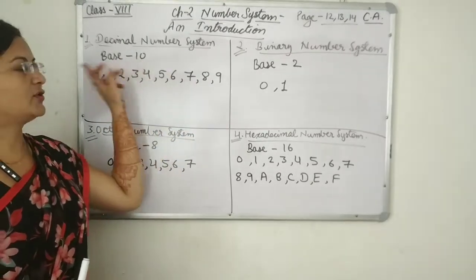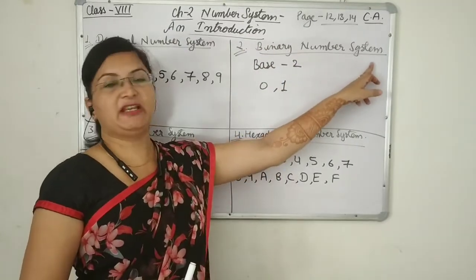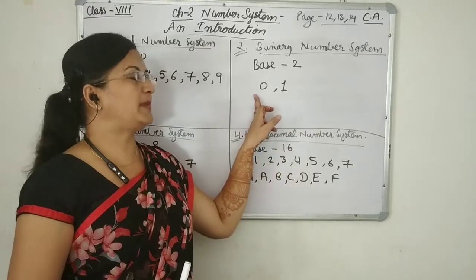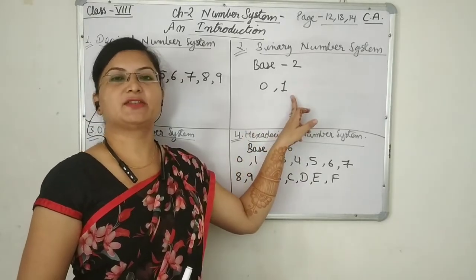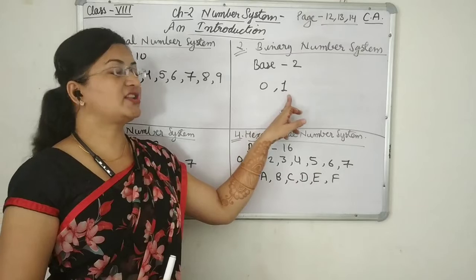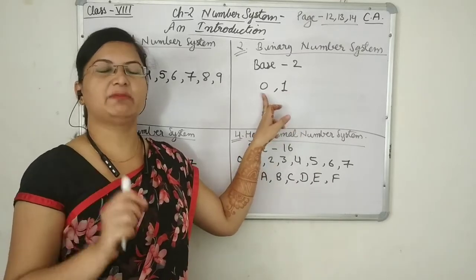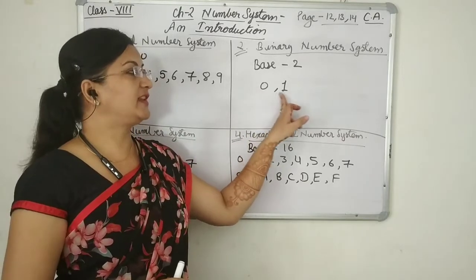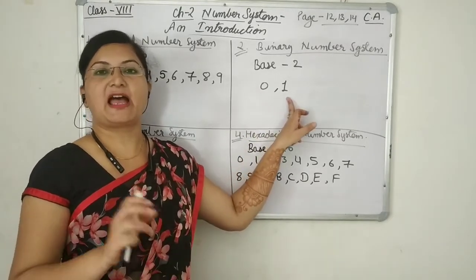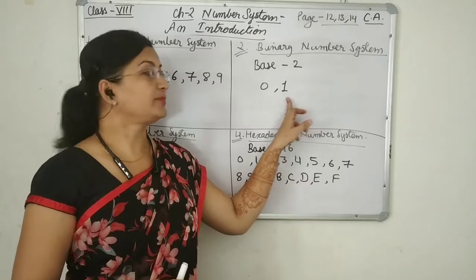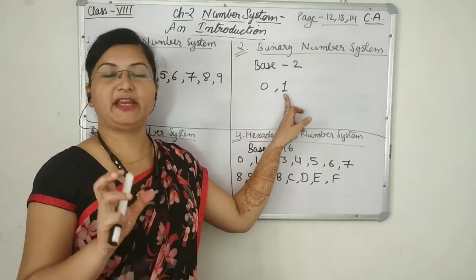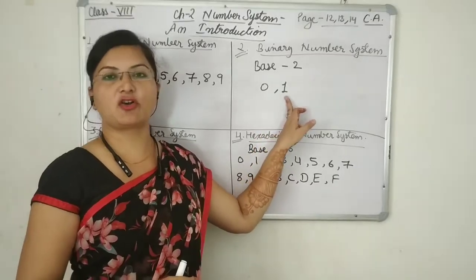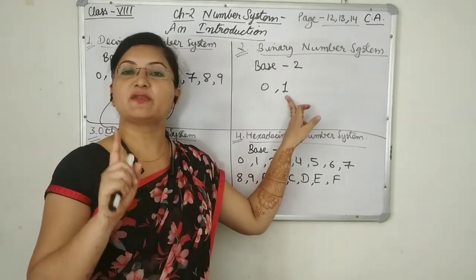In the binary number system, you are very much familiar that only 0 and 1 are used. 0 means off and 1 means on. So only 2 digits are used, 0 and 1. These are known as bits. A combination of these bits is actually the byte. If we make a combination of 8 bits, it becomes 1 byte. If we make a combination of 4 bits, it becomes 1 nibble.